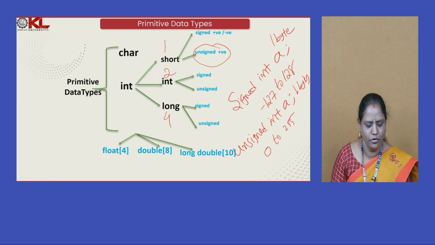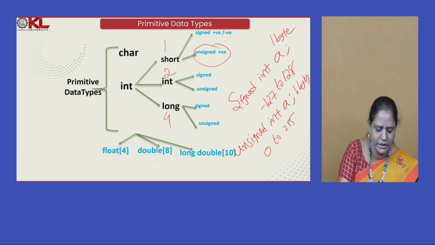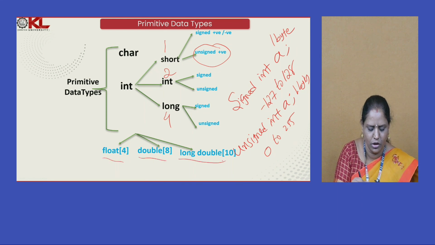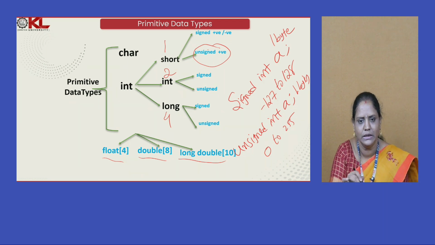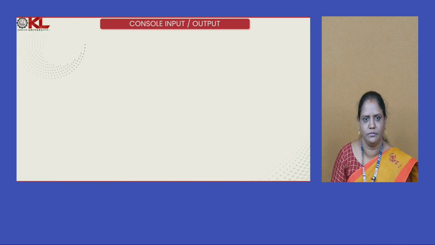For float we have one more, that is long double, which occupies 10 bytes. So we can say that for integers we have short int, int, long int. Again for float we have 3: float, double, long double. And here signed and unsigned are called qualifiers, because they give extra qualification to your variables. That's why they are called qualifiers. Now that's about the data types.